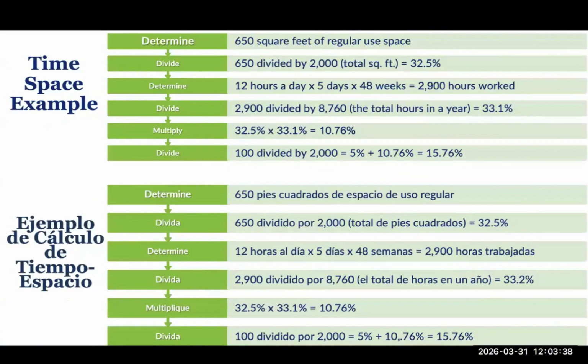This is just a summary of the steps. Not going to stop too much here, but again, we get our regular use square footage, we get our time percentage, multiply them, then add exclusive use space to that. So this is just a breakdown of the steps we just did.